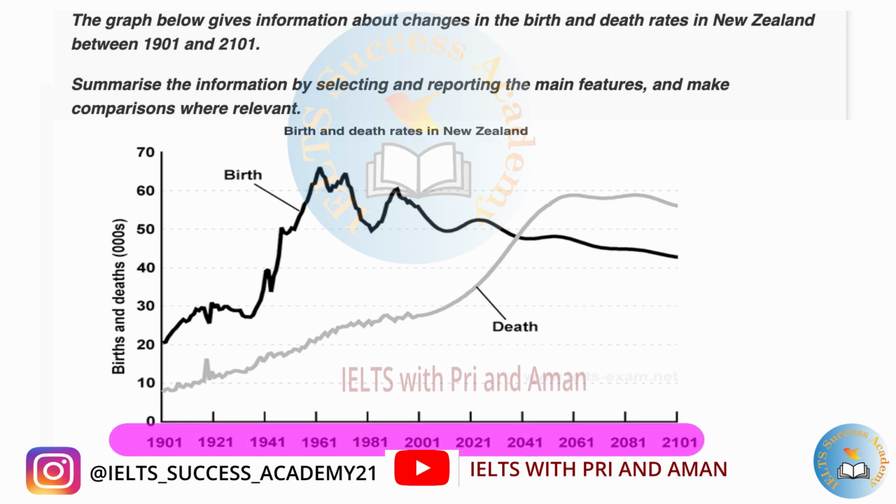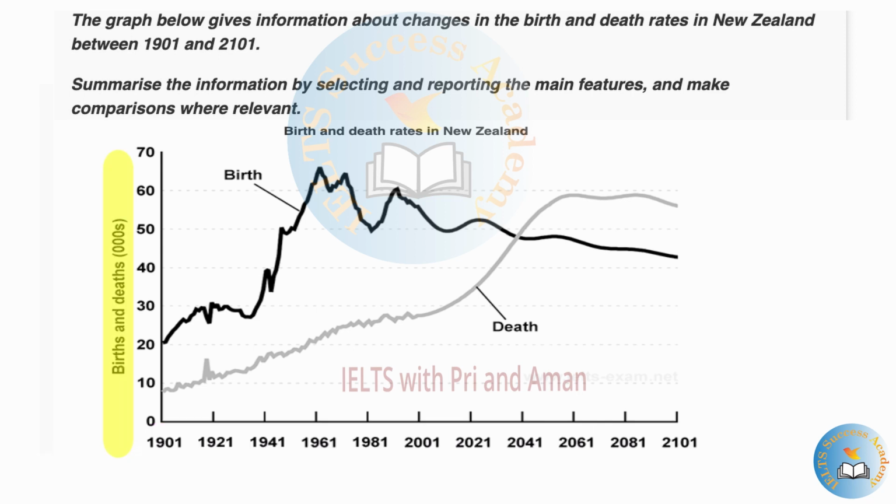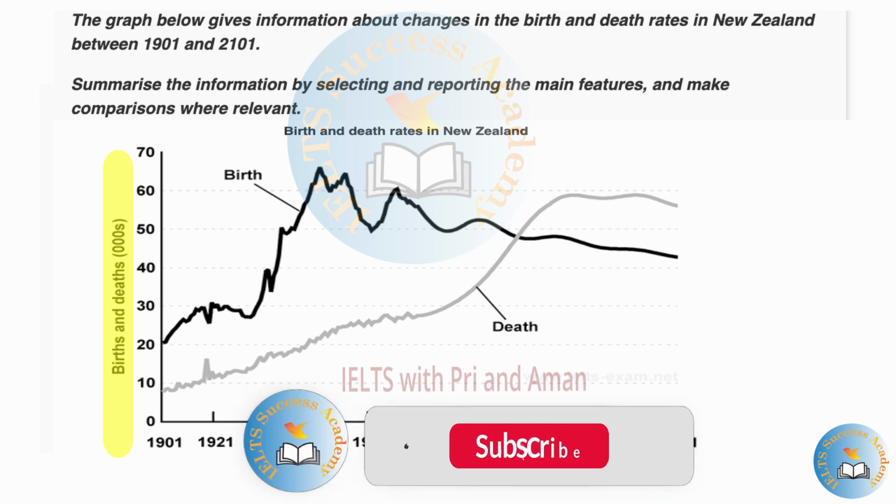On the x-axis, we have the years spanning from 1901 to 2101 with a 20-year gap. So it is 1901, 1921, 1941, 1961, 1981, 2001, 2021, 2041, 2061, 2081 and 2101. And on the y-axis we have birth and death rates in thousands.